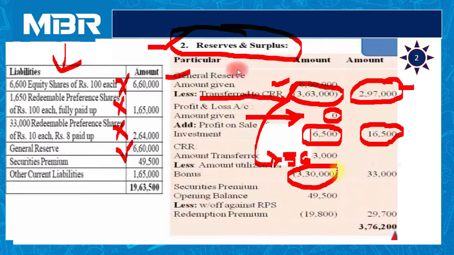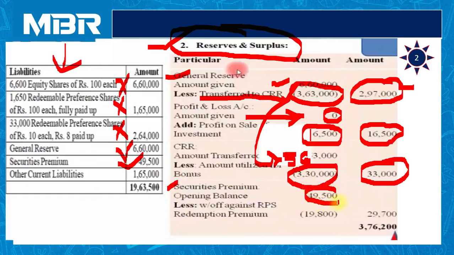So 3,63,000 minus the bonus issue during step number 6, 3,30,000. So closing balance of CRR account is available to us 33,000, that we have to present in our balance sheet under the head reserves and surplus. Then we have securities premium 49,500 in the given balance sheet. So the fourth item covered under reserves and surplus is securities premium.